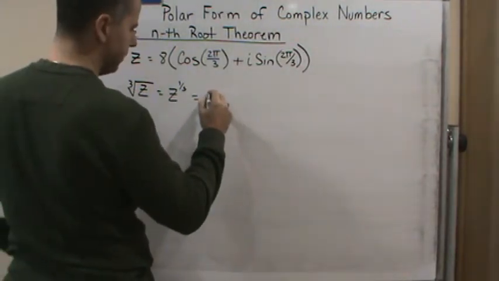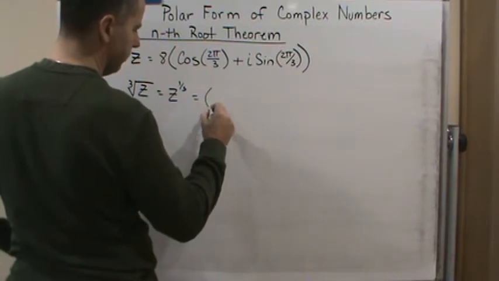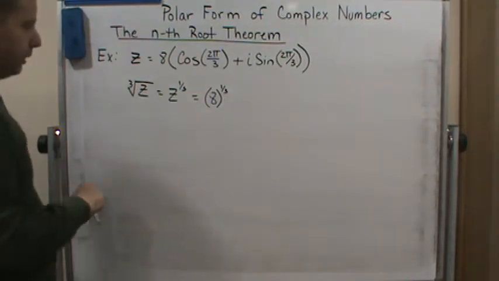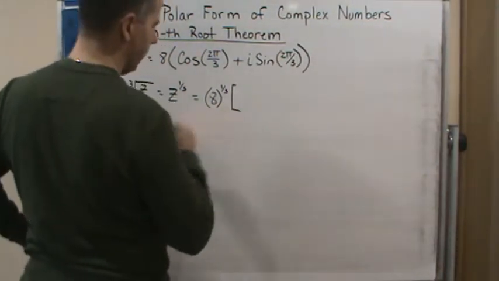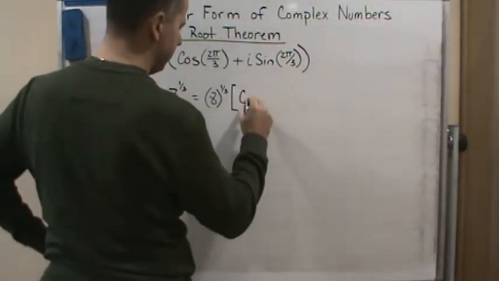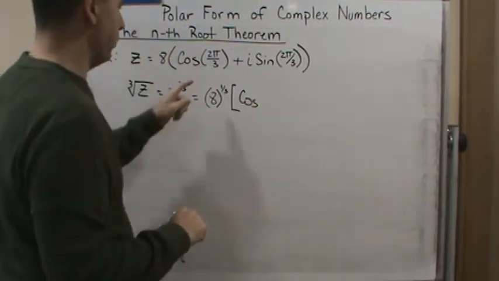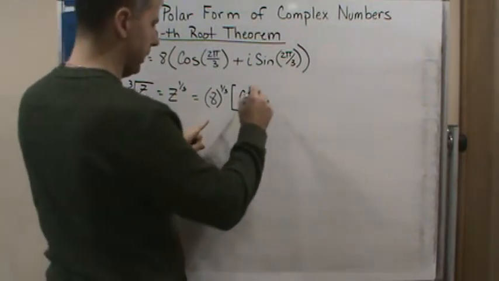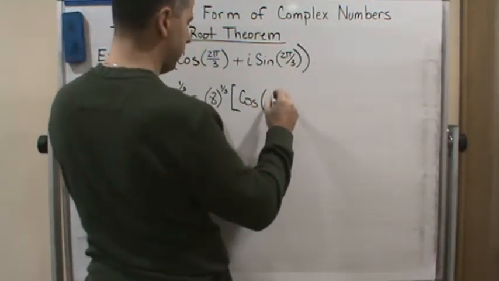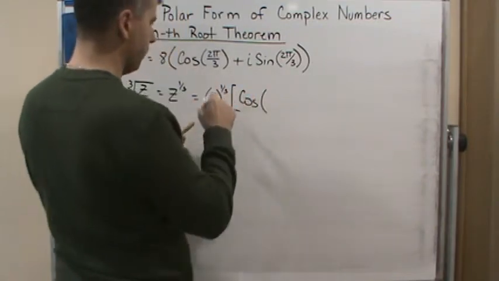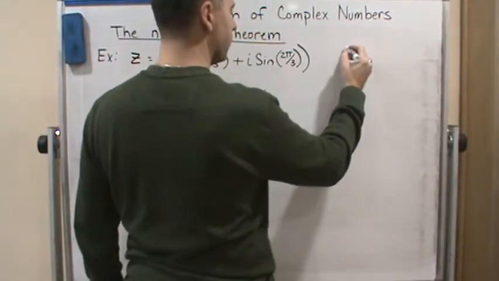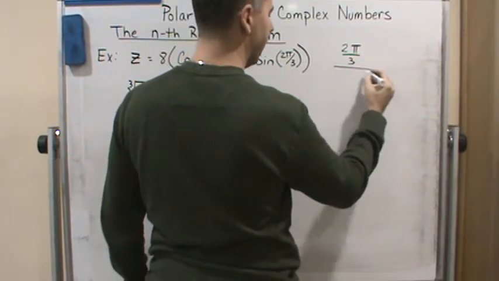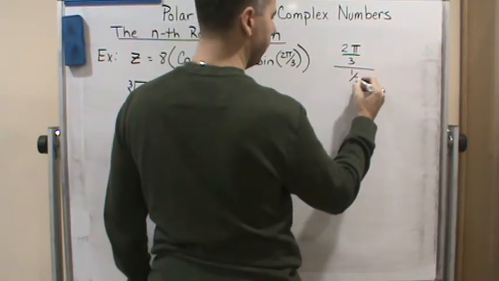which means I'm going to take 8 to the 1/3 power. And then I'm going to take cosine. And now what I'm going to do is I'm going to divide the argument by 3. Okay, so let's do this over here. I just want to rewrite this. So 2 pi over 3, and I'm going to divide by 3.